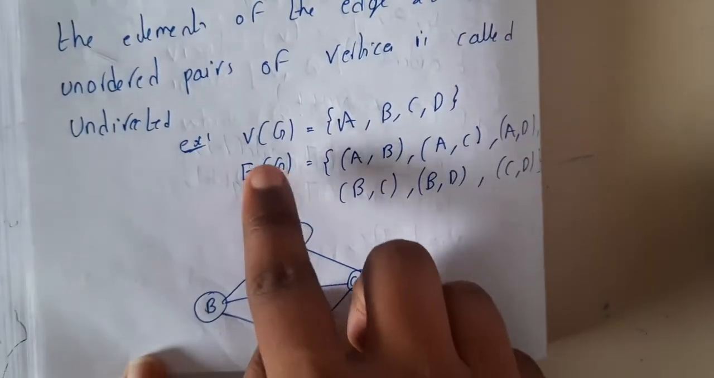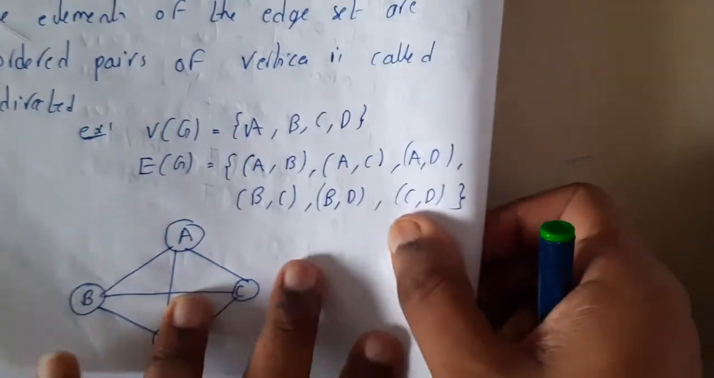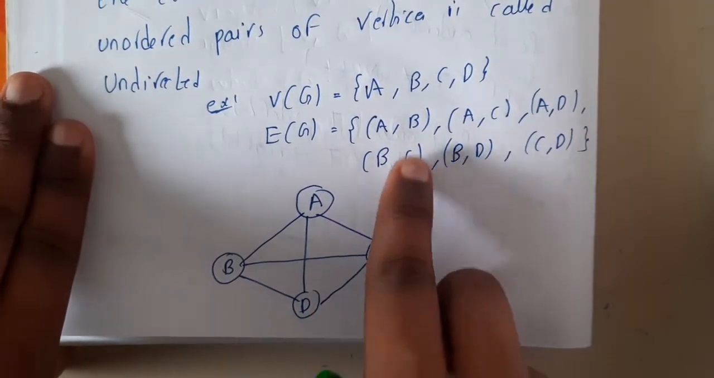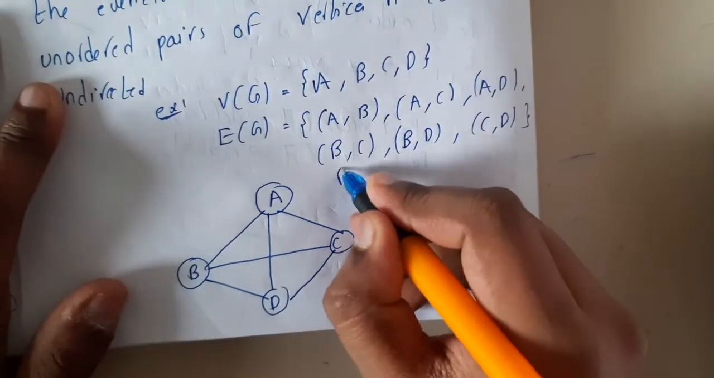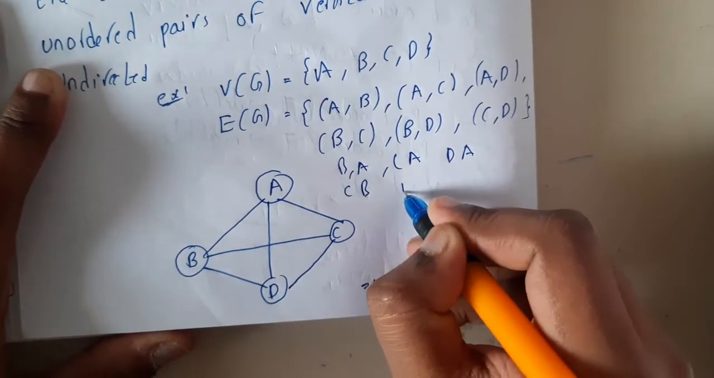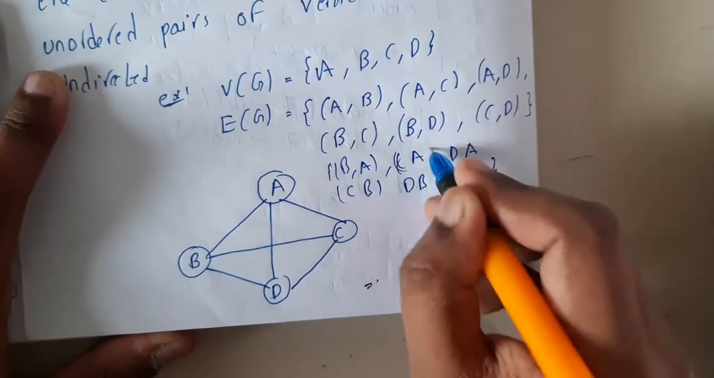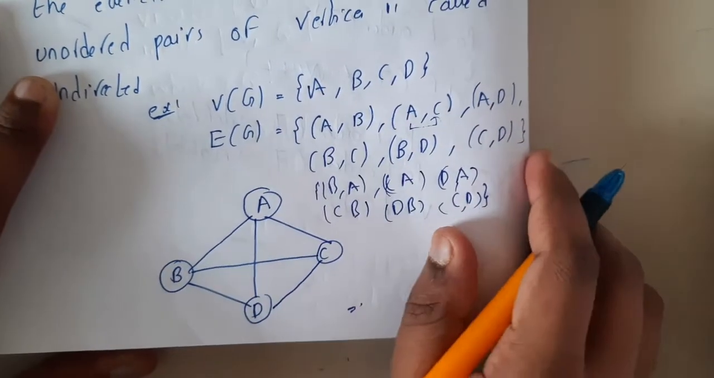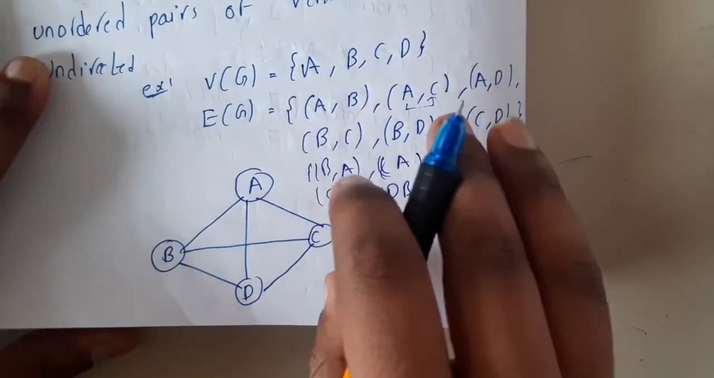So the vertices are A, B, C, D and the edges are AB, AC, AD, BC, BD, CD. We can even write BA, CA, DA, CB, DB, DC. I think we should write those also because it is undirected. If you want more clarity, you can write these also, because it is undirected, so both paths are possible. Otherwise, sometimes you will be confused that A to C is some kind of ordered pair. So the edges are all the combinations.